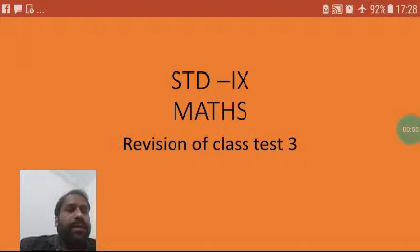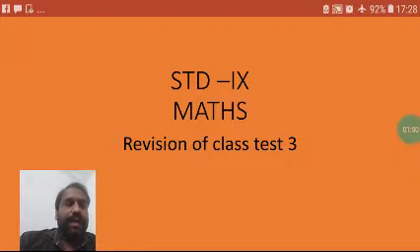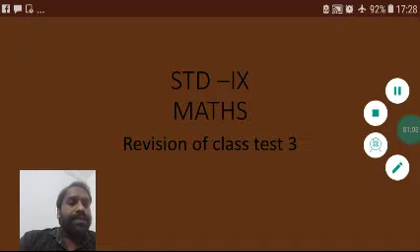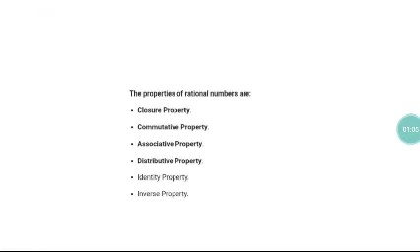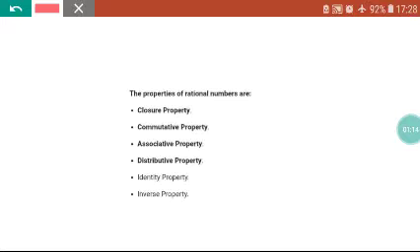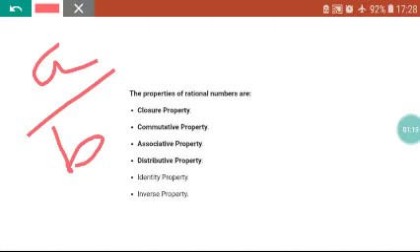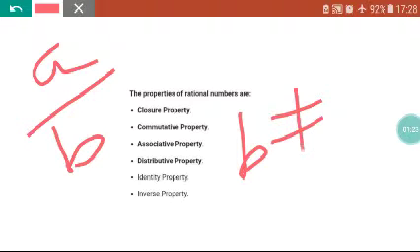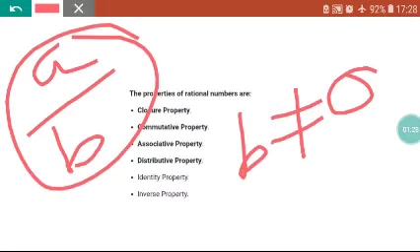Here are some topics that we are discussing. So let us start that. Our first topic is rational numbers. Whenever you see these words, rational numbers, you understand that these are numbers in the form of a by b, a by b, and b is not equal to 0, otherwise this will become undefined.